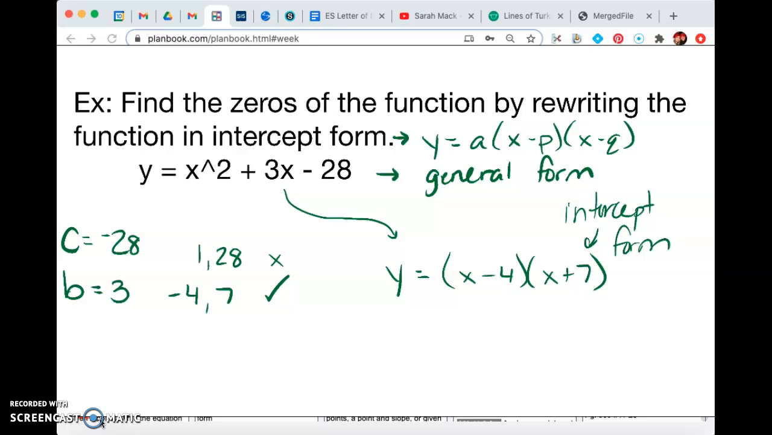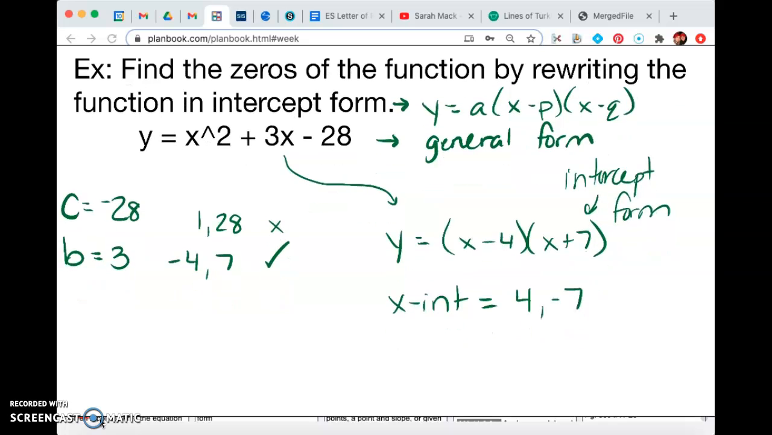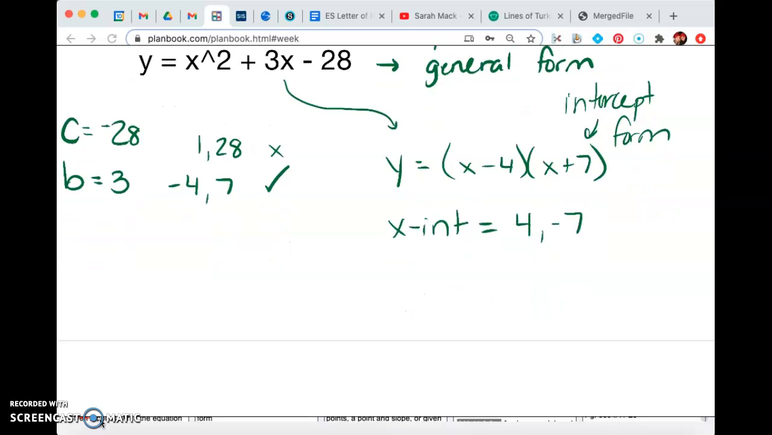So can I find the zeros of this? What are zeros actually represented in? X-intercepts. So what are the x-intercepts of this in intercept form? We have to flip the sign for x-intercepts, so it's 4 and negative 7. Technically you set it equal to 0 and solve them again. So I would show that stuff, but I don't like to. Yeah, exactly.